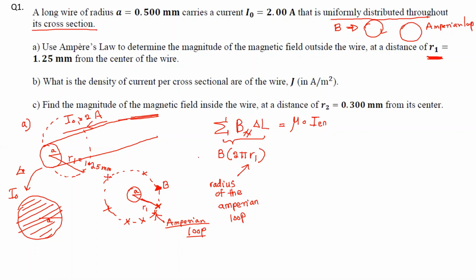You will see in other problems also that we keep on repeating this term, B times 2 pi R. Now what is the current inside? This is my Amperian loop, and you can see this whole conducting wire is inside the loop, right? So the current is I naught. It is completely inside the loop. This is exactly what we did before: B equals mu naught I naught divided by 2 pi R1.